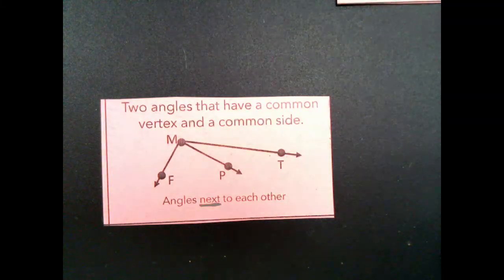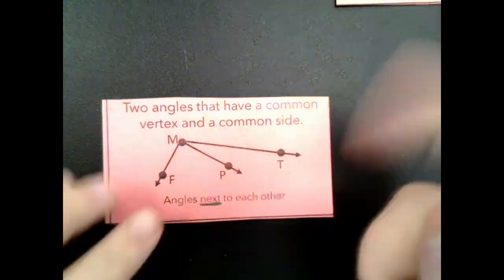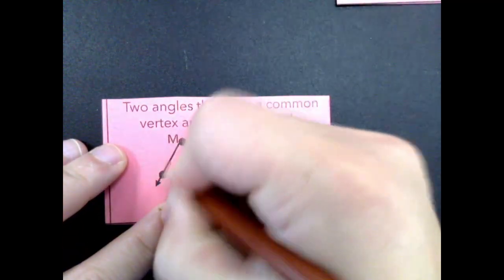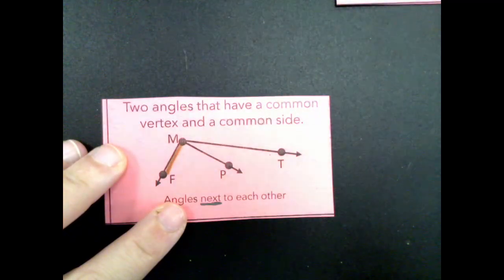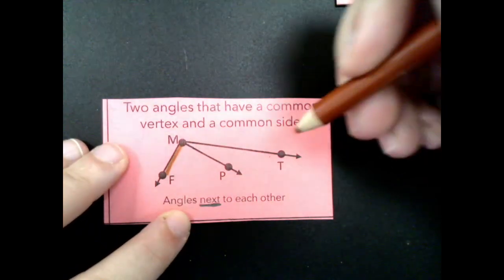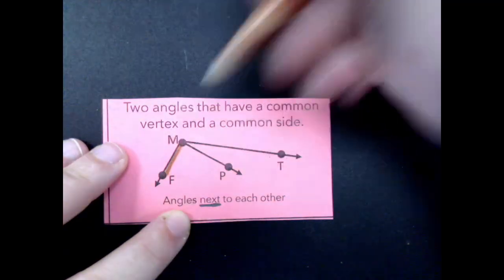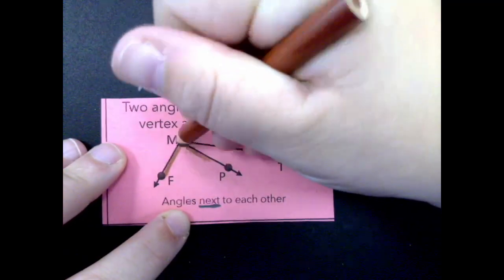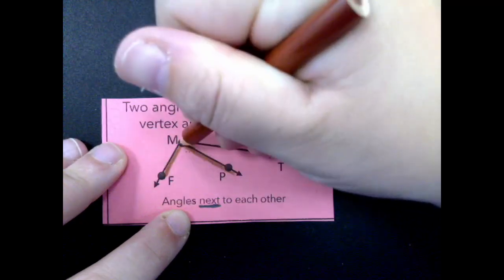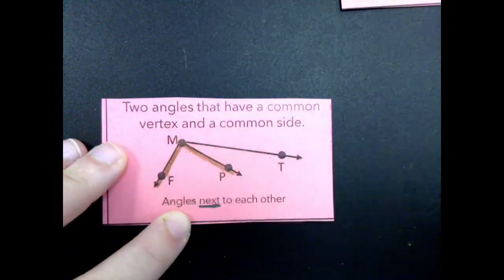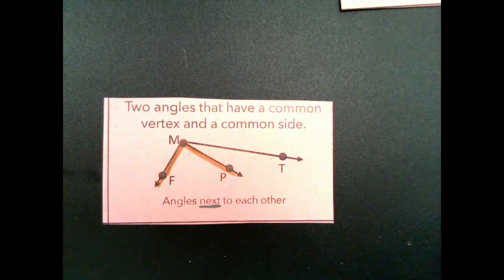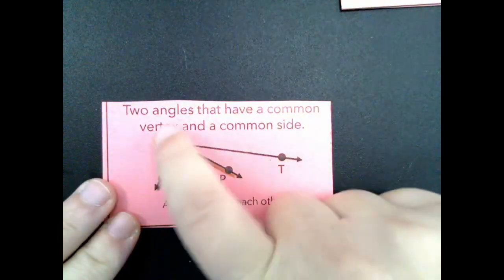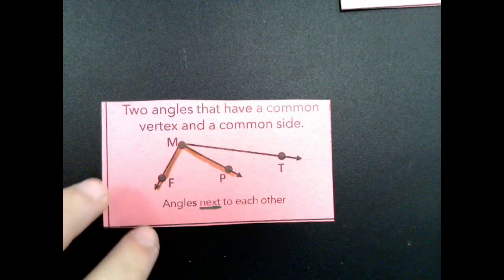So as we take a look at this, one angle would be F to M. And then where would we be going after M? I'm going to do a small angle, so we're going to P. So this is one angle here that we're looking at for the adjacent angles, FMP. In angle FMP, what is our vertex? M, good. So when we have the other angle, we need M to continue to be the vertex.